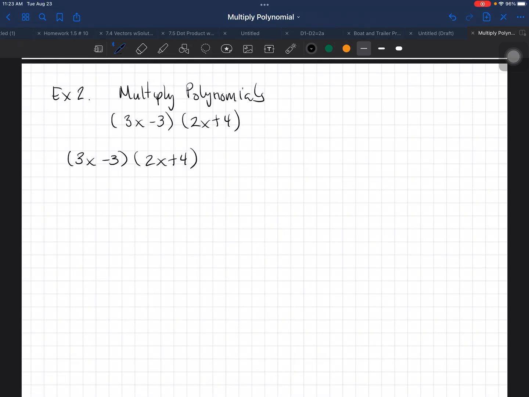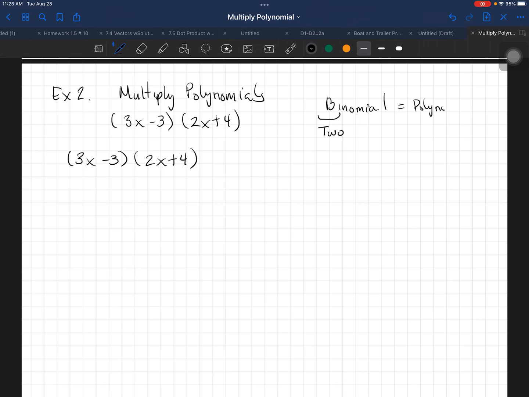I hope you guys saw the previous video regarding distribution, or multiplying a monomial with a trinomial. So we're moving on to the next one, where we're multiplying two binomials. A binomial is a polynomial of two terms. The word binomial comes from the word bi, which means two.